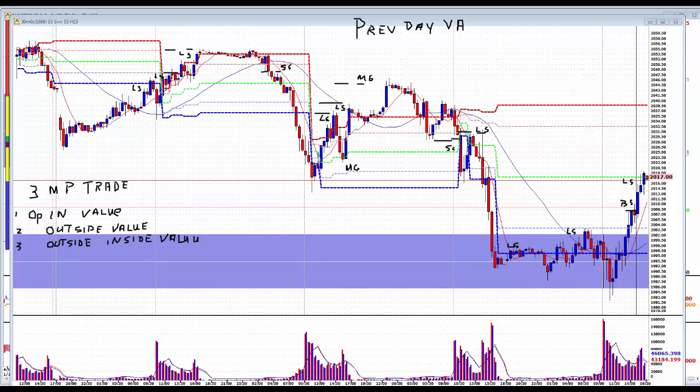Today we're going to talk about one of our indicators, that is the previous day's value area, and show how it can really help your trading.